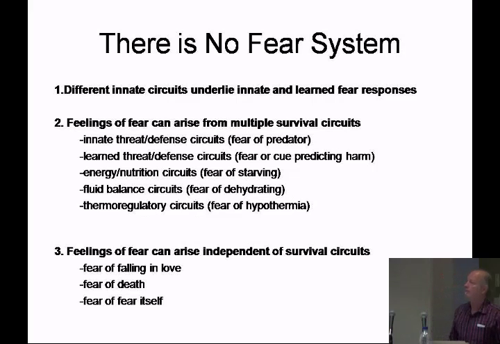So I've concluded that there's no fear system in the brain. There are innate circuits that underlie innate and learned fear responses. But feelings of fear can arise from a lot of different survival circuits. As I said earlier, fear of a predator, fear of a learned stimulus that predicts harm, like a cue that predicts pain. You could have fear of starving, fear of dehydrating, fear of hypothermia, and so forth.